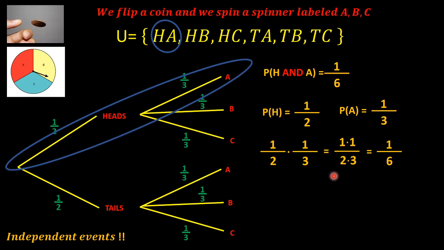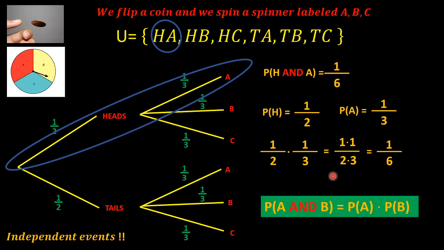So what we have just seen is that the probability of an event A and B to happen is the product of their probabilities: probability of A times probability of B. Eventually, we can see that on that path we multiply a half times a third, because this is the event I wanted to take the probability of.